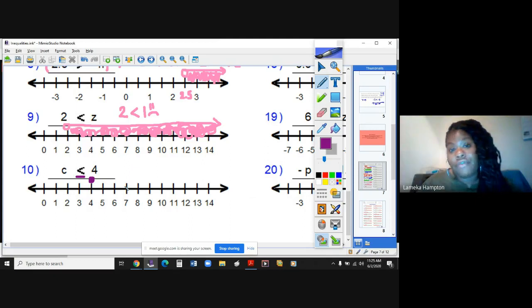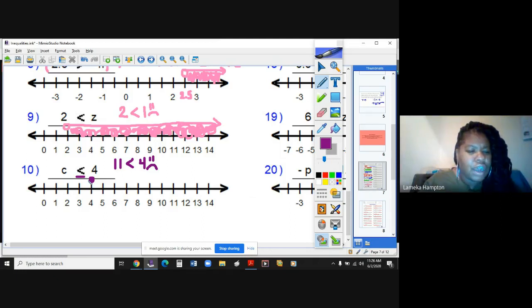Now, do I go left or do I go right? Again, I'm going to pick a number. Let me pick 11, just for fun and giggles. Okay, so I have 11. Now, we know 11 is not less than 4. We know 11 is the larger number. Because that is not true, this inequality is not true, that means any number to my right would not be true as well. So therefore, I am going to shade to the left.